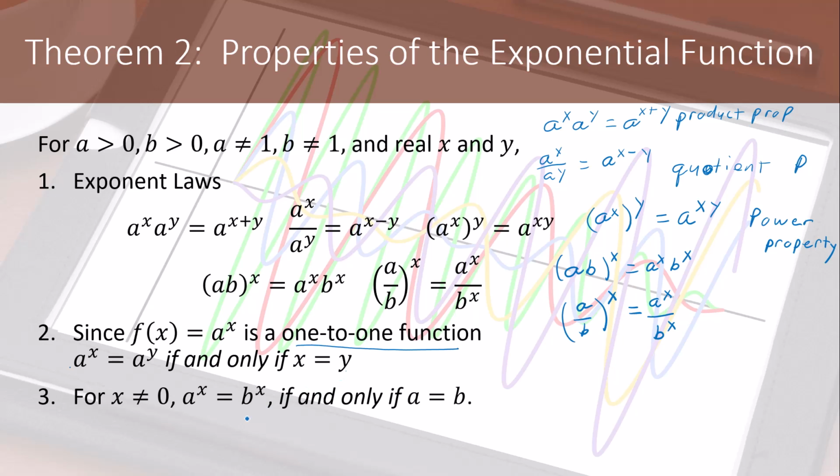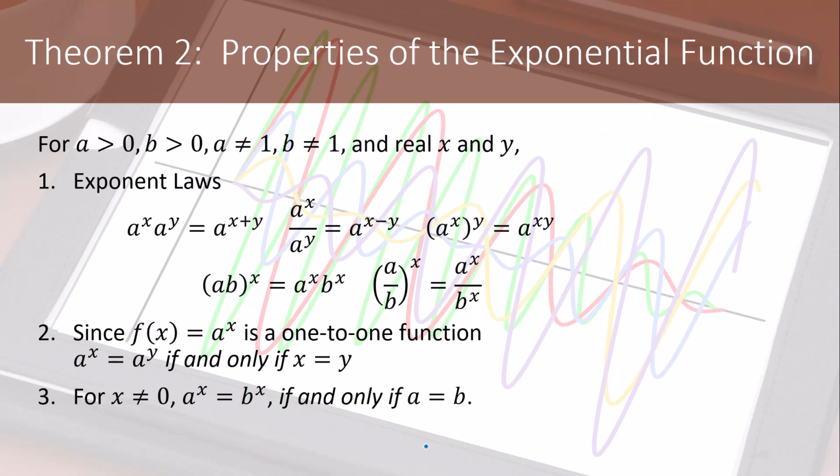And then finally, if x is not equal to 0, then a to the x can only be equal to b to the x if and only if a is equal to b. If a is equal to b, this is true. If this is true, then a must be equal to b.